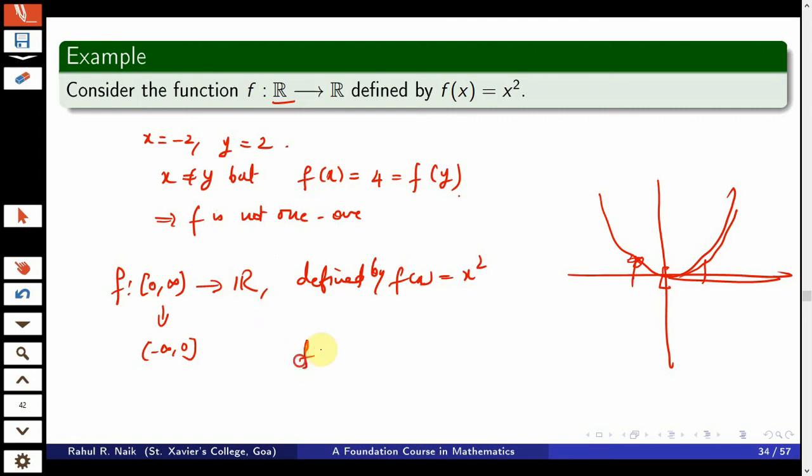So suppose I have f of x1 is equal to f of x2, that is the same as x1 square is equal to x2 square. Since x1 and x2 are positive, I can directly say that x1 is equal to x2, as x1 and x2 are greater than or equal to 0. So this shows that the function is 1-1. This is how the domain, or the codomain, in fact the domain, plays a crucial role while discussing the 1-1ness of the function.